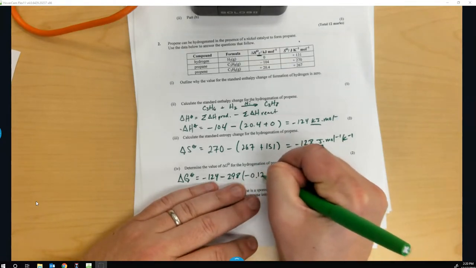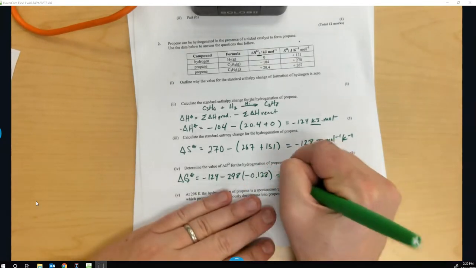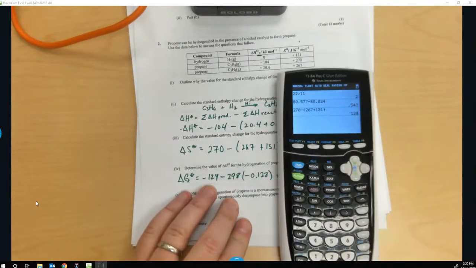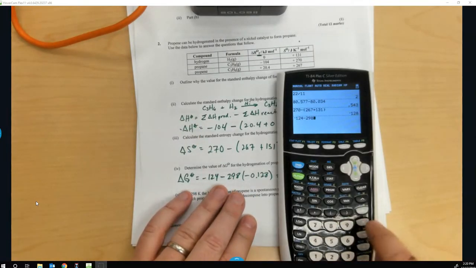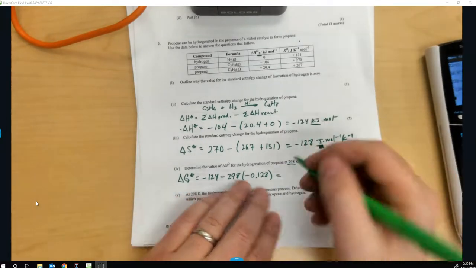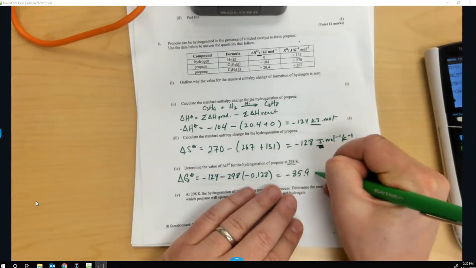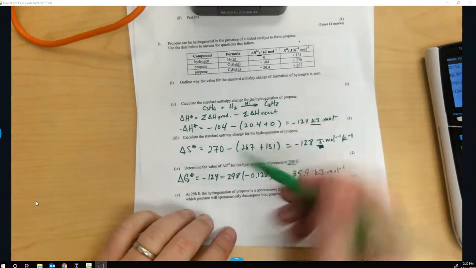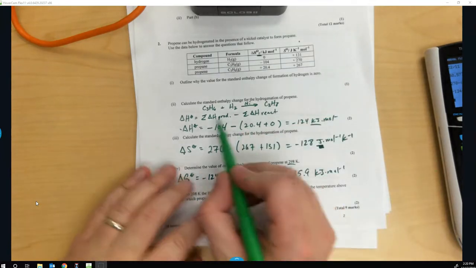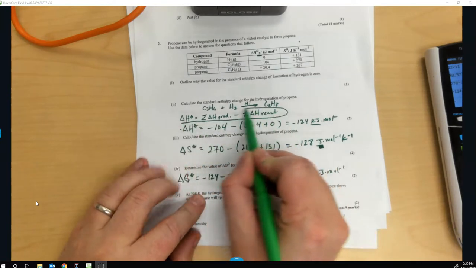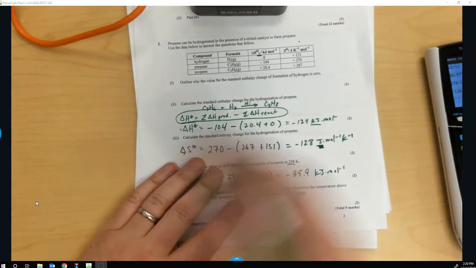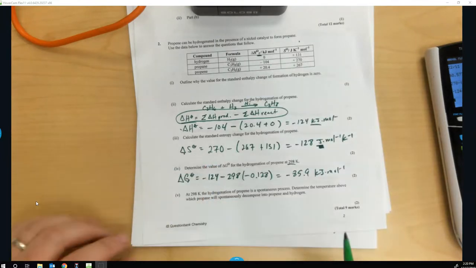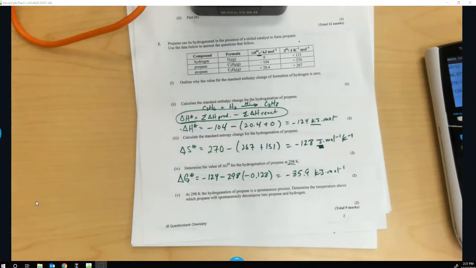So it becomes 0.128. And we're ready to solve. So negative 124 minus 298 times negative 0.128. Presto changeo, I get negative 85.9 kilojoules per mole. You can see here the math is not really the problem. The math is actually pretty easy. The thing that is going to be tripping you up is remembering which tool we're going to use for which situation.